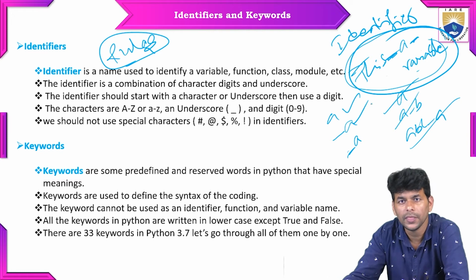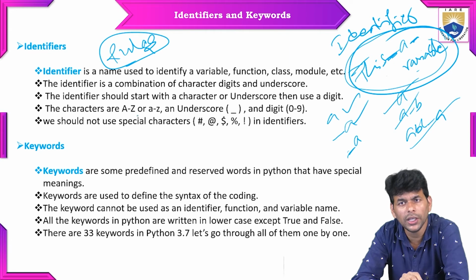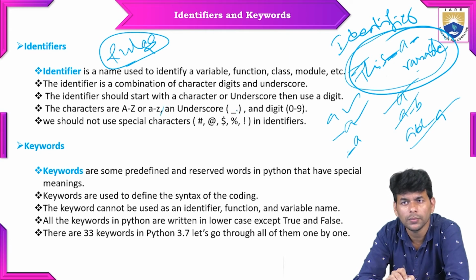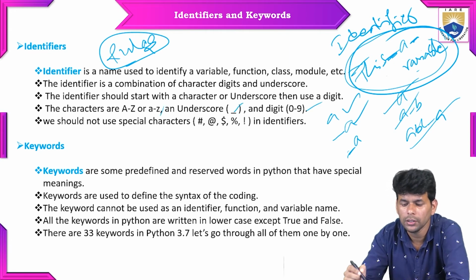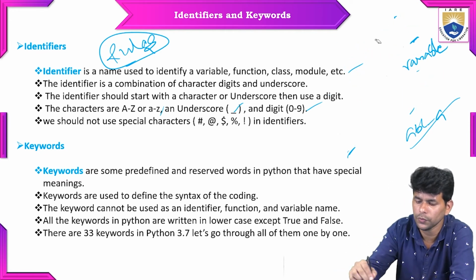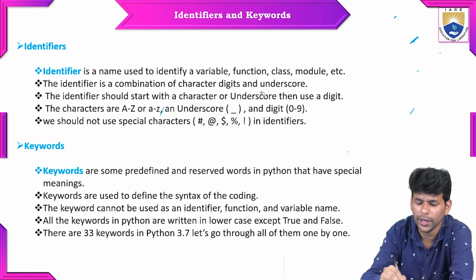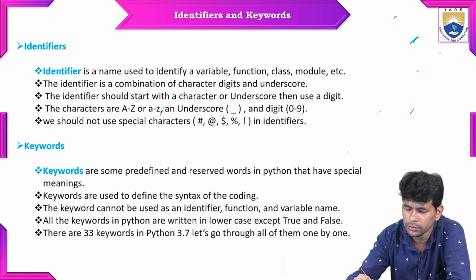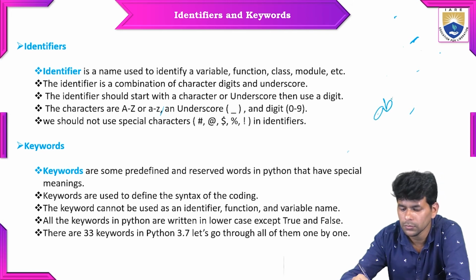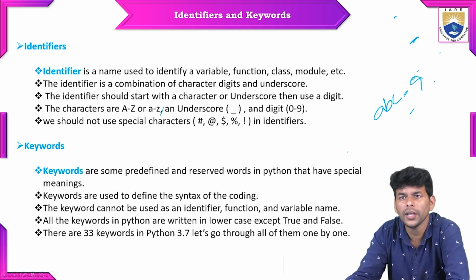Is that okay? The next one is, the characters are from capital A to Z or small a to z or underscore or then 0 to 9. So this is the fourth one. By using this fourth one, how can I declare a variable? So I can declare like this. Like this is one type of declaration of an identifier. Like this also we can give.